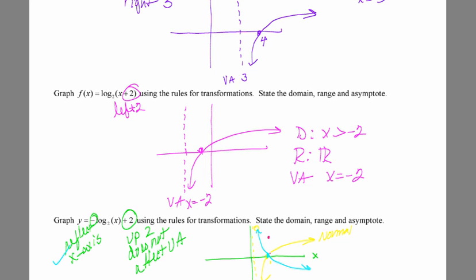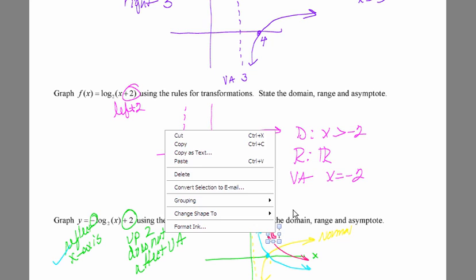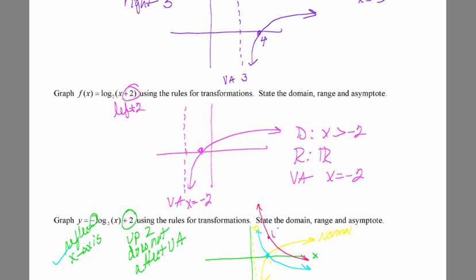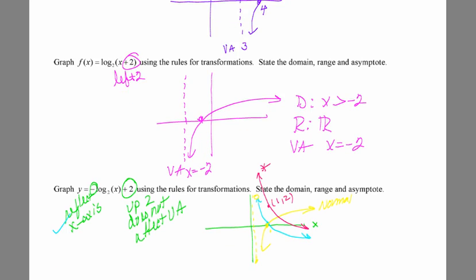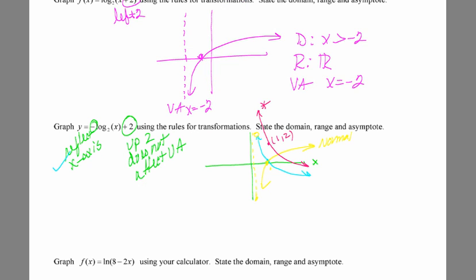Take the blue shape, shift it up 2 units, and you will get a graph that looks like this. This point was at 1, 0. If I shift it up 2, it's at 1, 2. It's this blue graph shifted up 2 units. Final graph would be this pink one there at the end. So we can use some transformations to graph those.